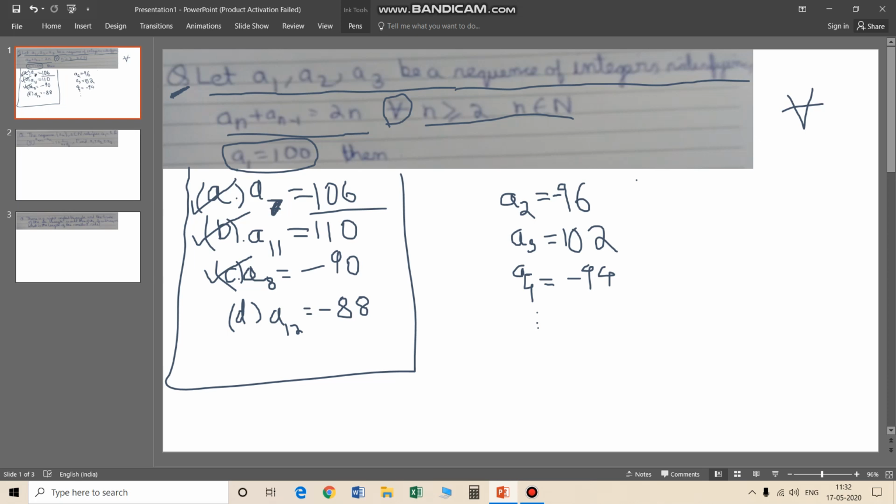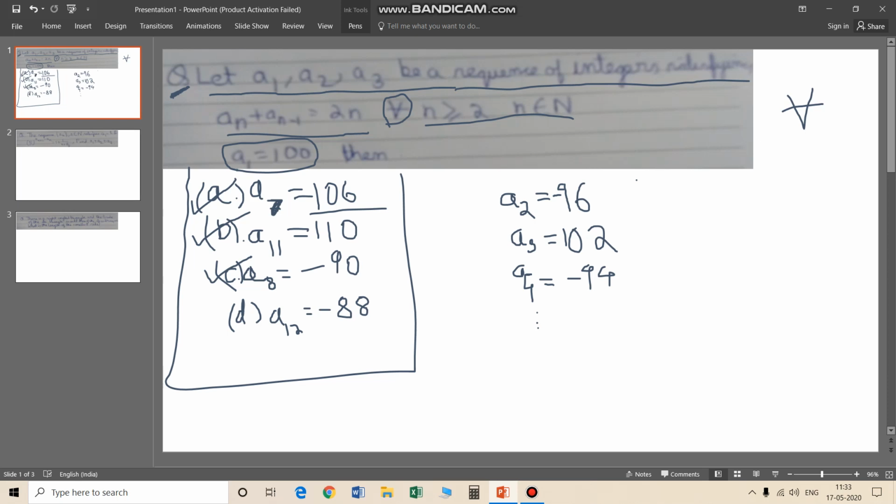Then we can get the series. We will not find any more after getting the AP. Then A7 is 106, A9 will be 108, A11 will be 110. Now let's check the even numbers.